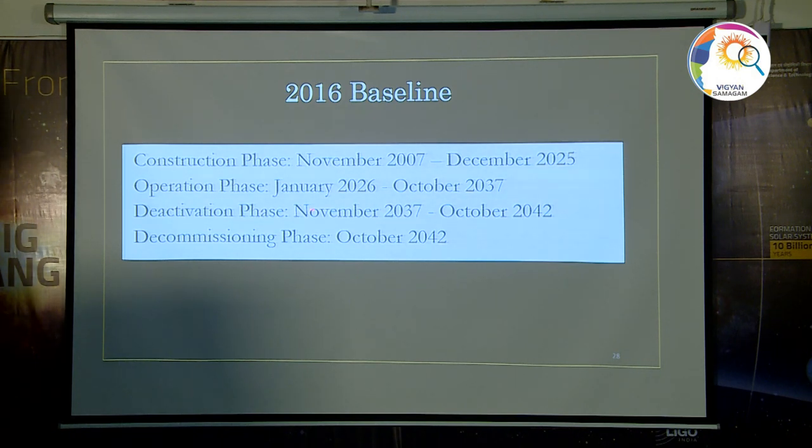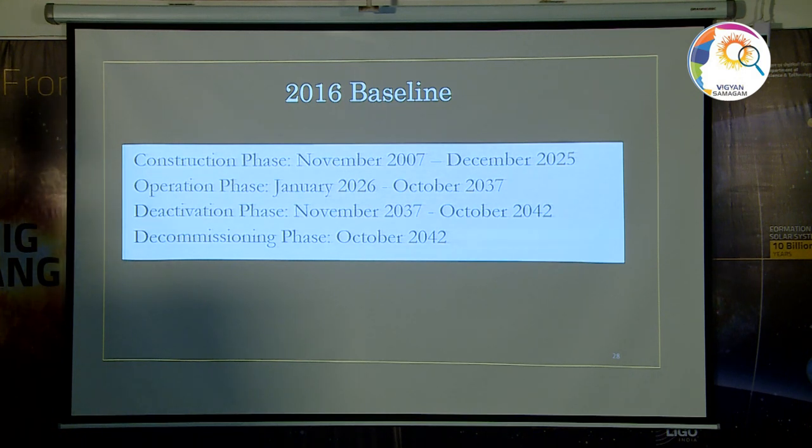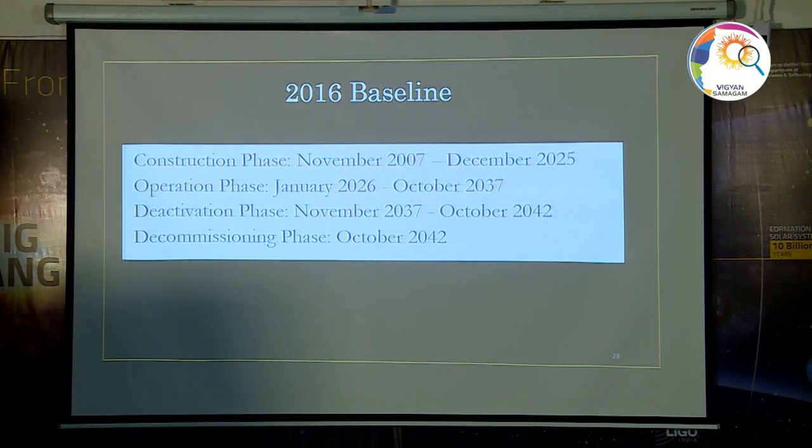The deactivation phase, once these experiments are over, remember this is only an experimental machine. It is not a machine to produce electricity. It's a machine to explain the concept and to demonstrate the concept with a fusion power of Q10, to tell the world that yes, we are ready to build a reactor which can ultimately be used for producing electricity. So this is an experimental reactor as it is called. The deactivation phase is from 37 to 42, and finally there's a decommissioning phase.